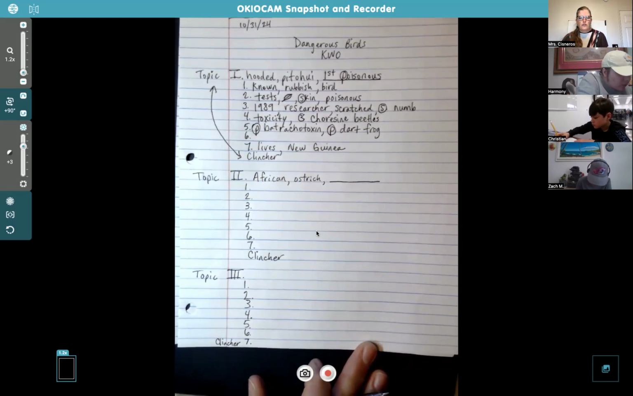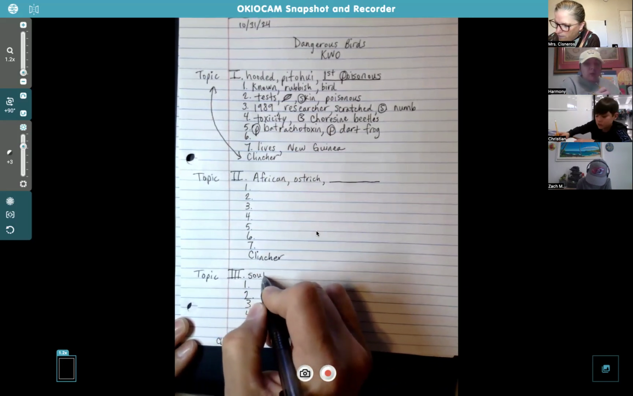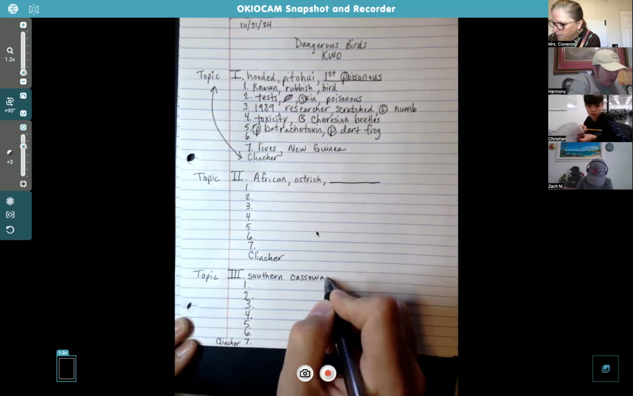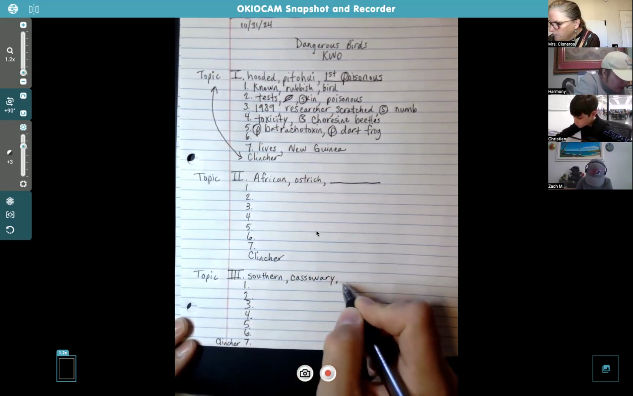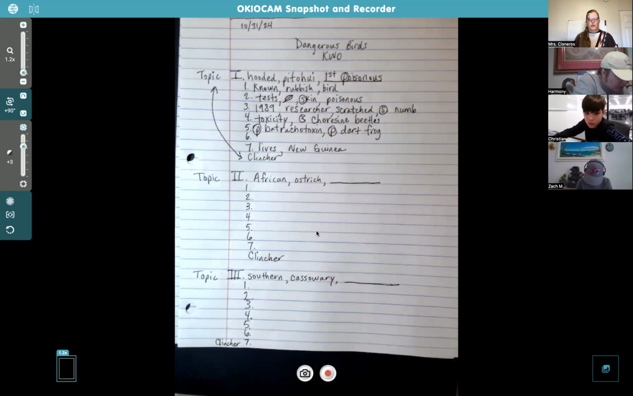And then I know that the third paragraph is going to be about the southern cassowary and a blank because we don't know what we're going to put yet about those birds. I kept them lowercase because in the article I noticed that, so I just kept it lowercase there. So in Roman numeral 2, your second paragraph is going to be all about the African ostrich. Roman numeral 3, your third paragraph is going to be all about the southern cassowary.